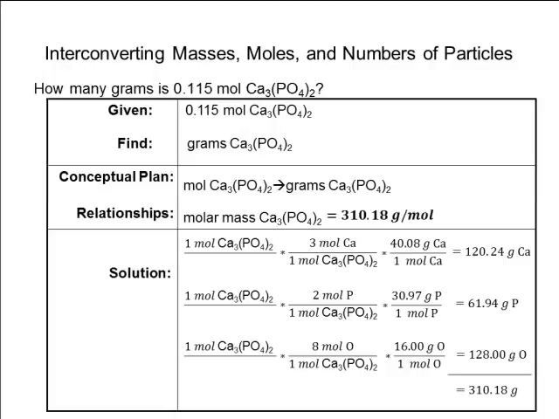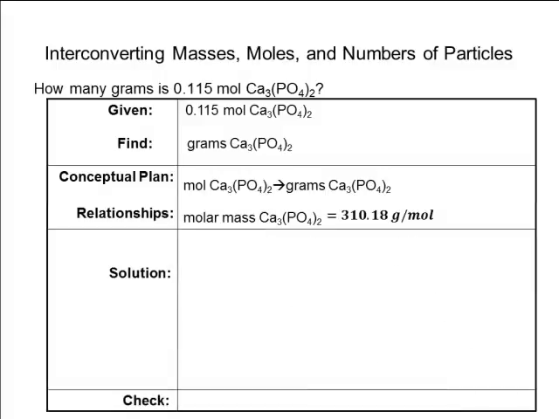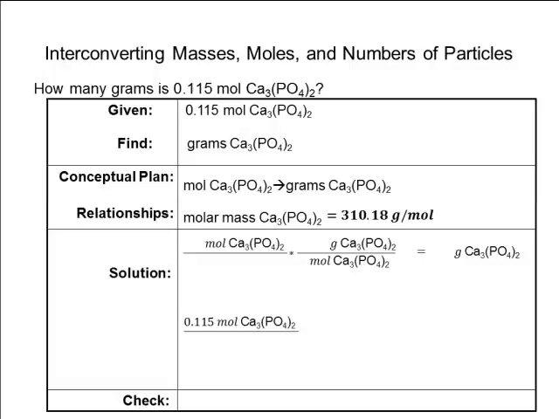All right, so we know the molar mass is 310.18 grams per mole, and that's grams of calcium phosphate per mole of calcium phosphate. We know that's the relationship we're going to use to do the conversion. So now let's actually carry out the conversion. I'm going to start with my moles of calcium phosphate. Put moles of calcium phosphate on the bottom, grams of calcium phosphate on top. And I know based upon my moles of calcium phosphate canceling, I'm going to end up with grams of calcium phosphate. I just want to make sure my units are canceling.